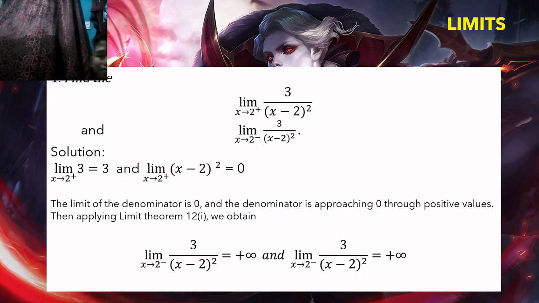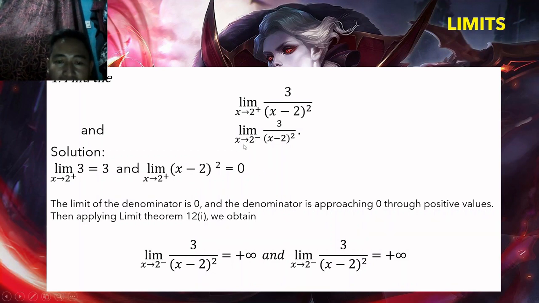Example, class: the limit of 3 over (x minus 2) squared. We test whether the denominator becomes 0 at 2. If we substitute 2, 2 minus 2 is 0, so the denominator is 0 but the numerator is not 0. Since the numerator is not 0, the answer is either positive infinity or negative infinity.